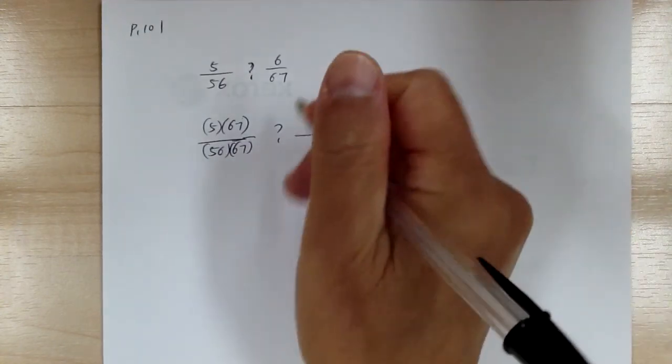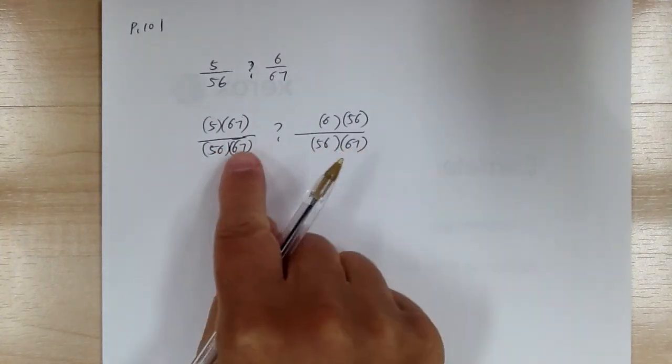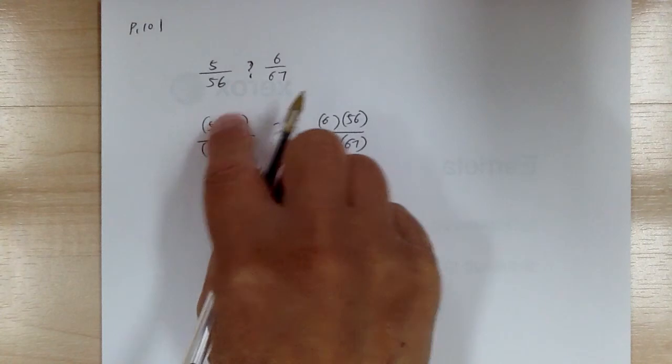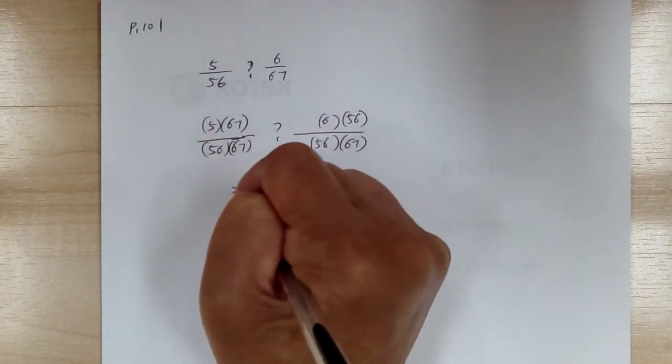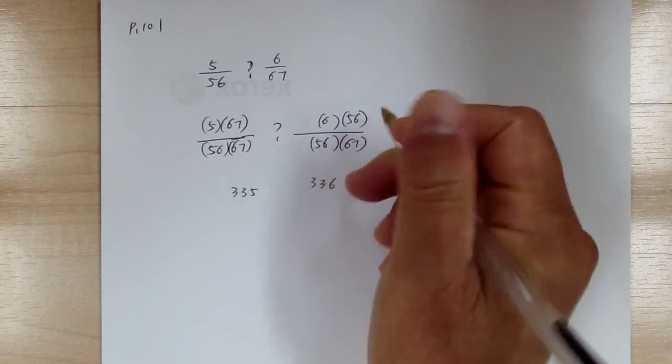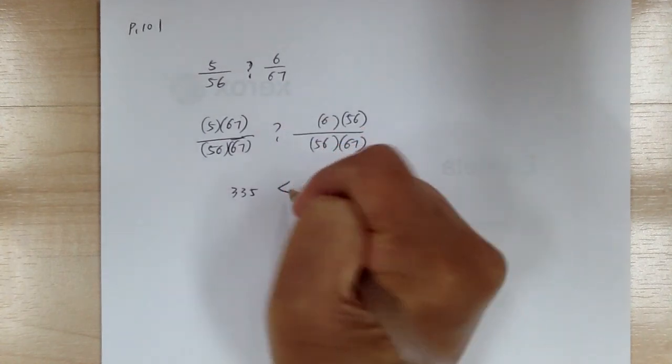Since you have a common denominator, all you have to do is look at the top. When you multiply on the top, you're going to get 335. When you multiply this, you're going to get 336. So you can see that this is less than.